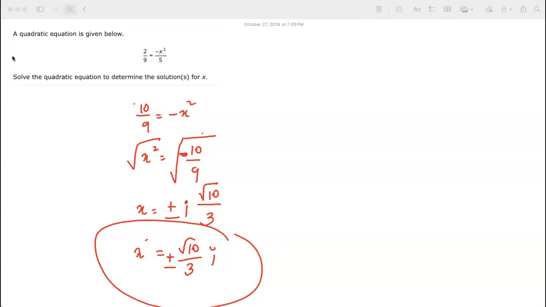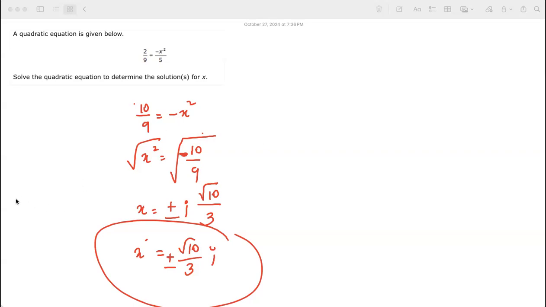Miss Priya, I don't know how to type the square root into the chat thing. You don't know how to enter the square root? SQRT. Okay.